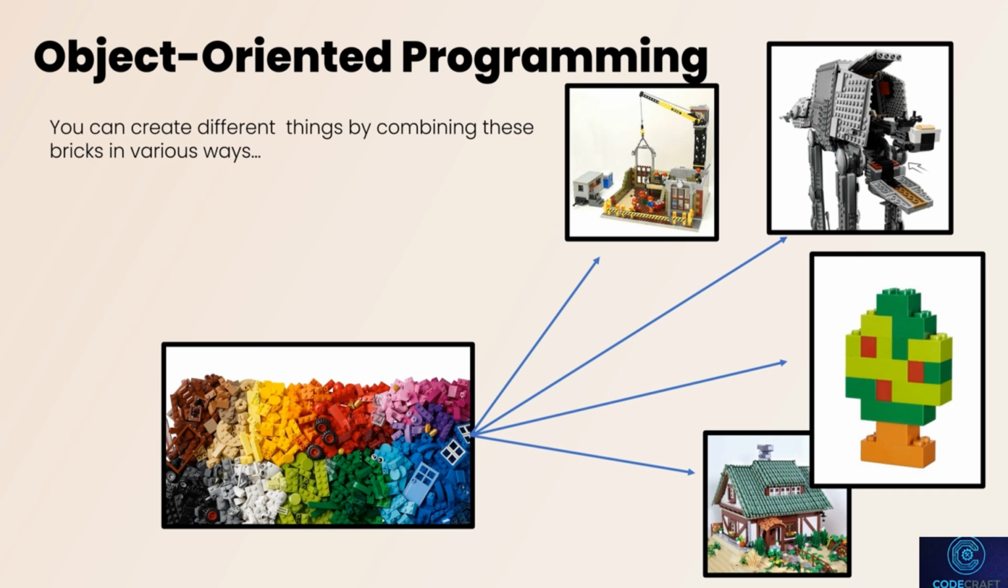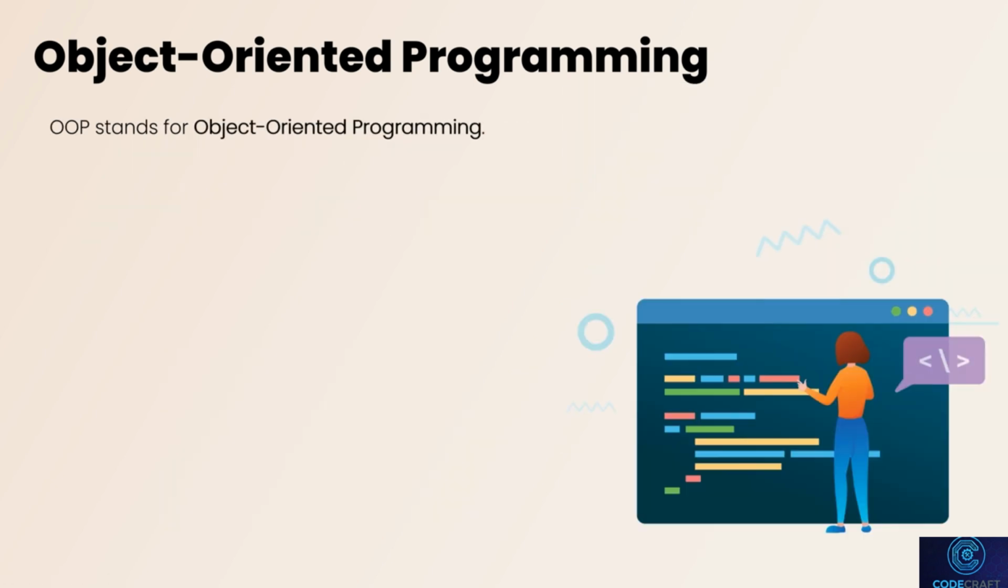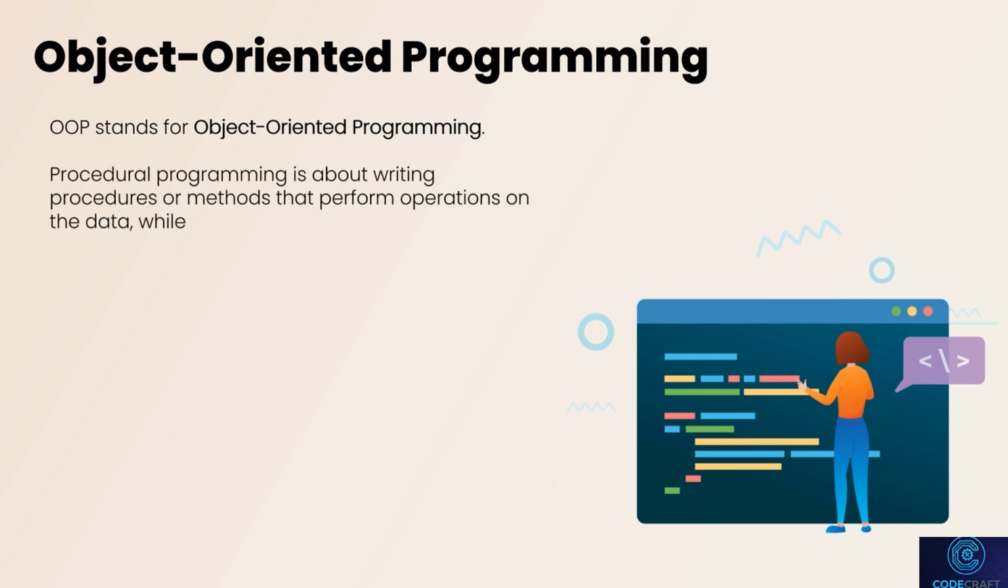In the world of programming, OOP is a bit like playing with Lego bricks. Instead of bricks, you have objects. Each object is a small piece of your program. These objects can represent things like animals, people, or even concepts like car or book. OOP stands for Object-Oriented Programming.